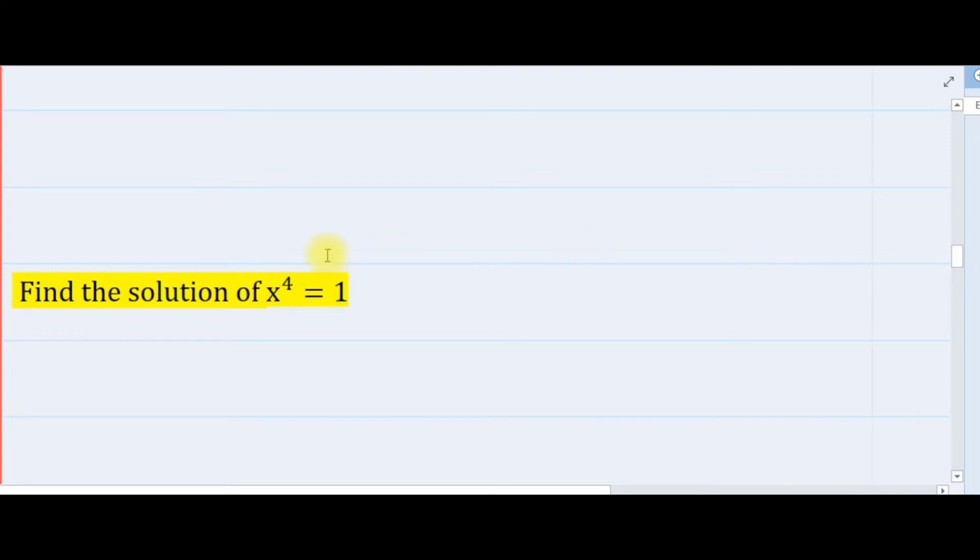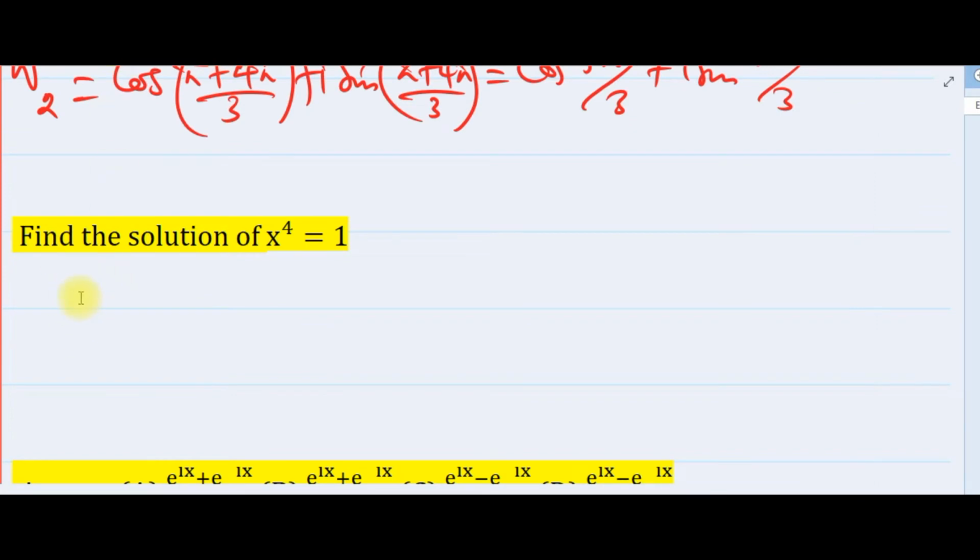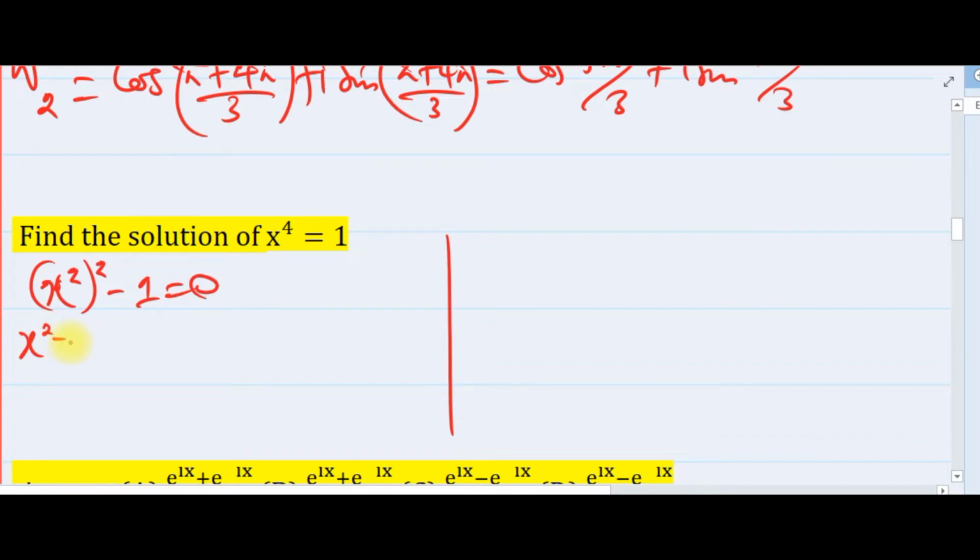We are asked to solve this. So we are asked to find the solution of that. So we can write this as x squared raised to power 2 minus 1 equal to 0. That's moving 1 to that side. So this is a difference of 2 squares, which is the same thing as x squared minus 1 times x squared plus 1. That's using difference of 2 squares.